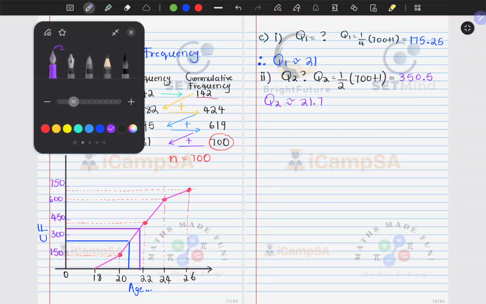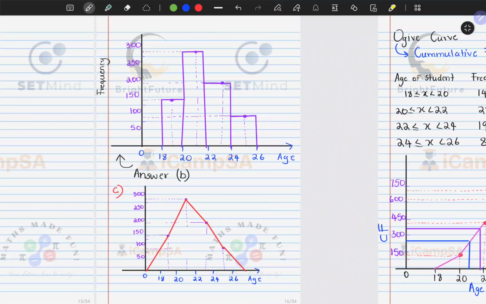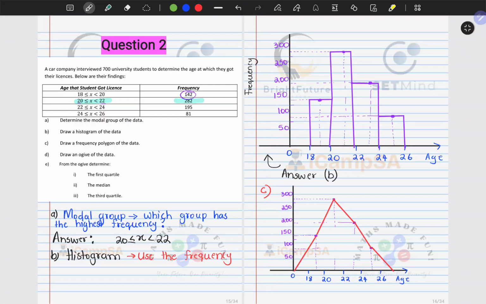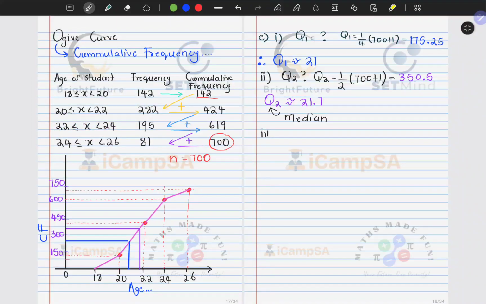And then we can now go and look at our median. Q2 is the median, okay? So we're done now figuring out our median. And then what is next is the third quartile. So that is Q3, okay? So we're looking for Q3.